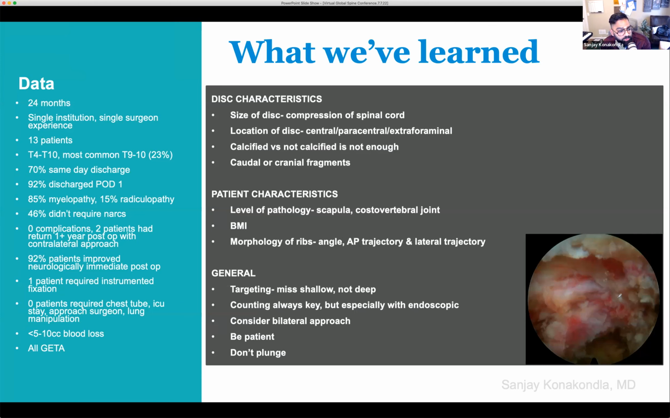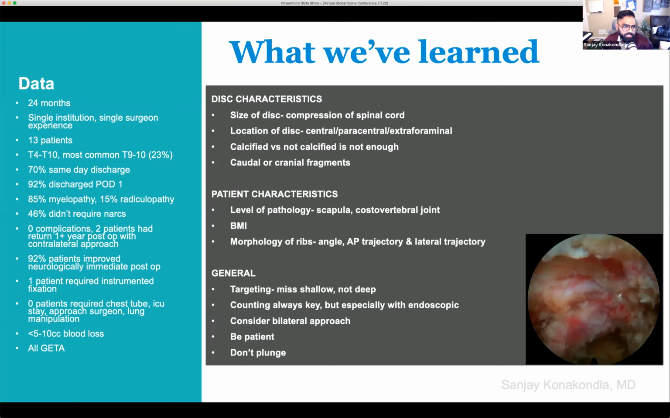92 of those patients improved neurologically immediately post-op. 1 patient did not, due to some psychological issues and some secondary gain, but she proved to have complete neurologic recovery after a couple months. 1 patient required instrumented fixation because we did a circumferential decompression there. And again, none of them required a chest tube, or approach surgeon, lung manipulation, all minimal blood loss. And I do, for now, all of them under general anesthesia.